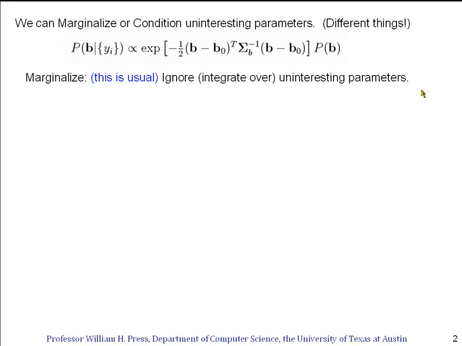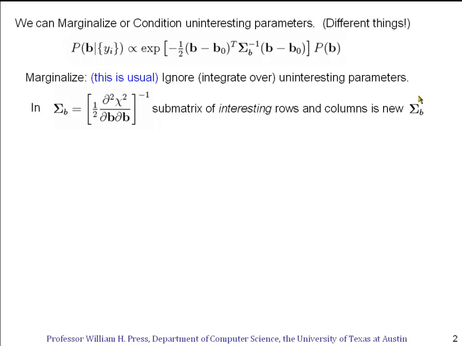So, marginalize. This is what you usually want to do. This means that you want to ignore the values of the uninteresting parameters, and as the word marginalize implies, you want to just integrate over them. How do you do that? Well, we have our chi-square function, and we learned last time that its second partial derivative matrix with respect to the individual parameters b is called the Hessian matrix. And we learned this relationship that if you take a half the Hessian matrix and then take its matrix inverse, you get the covariance matrix of the parameters.